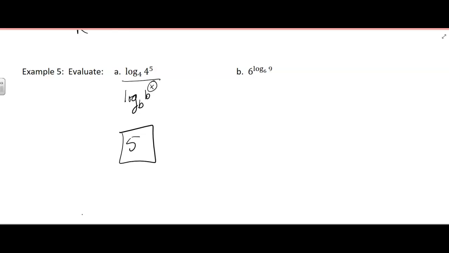All right, part B. You have a base to the log base, same base, of x. And this whole thing just equals x. So whatever the argument is in that logarithm, that's what it's going to equal. So in this case, it's 9. And you're done.